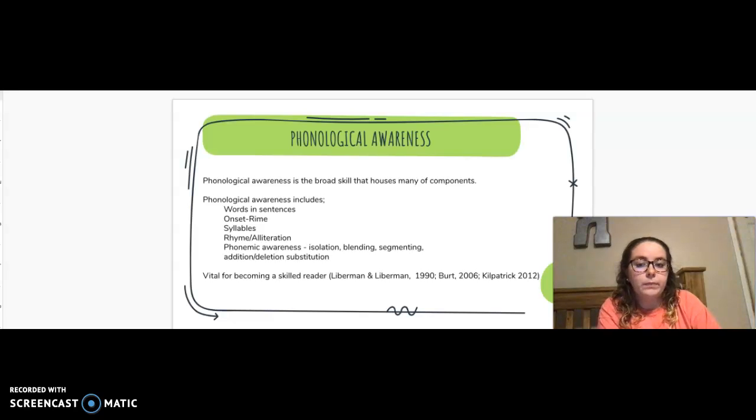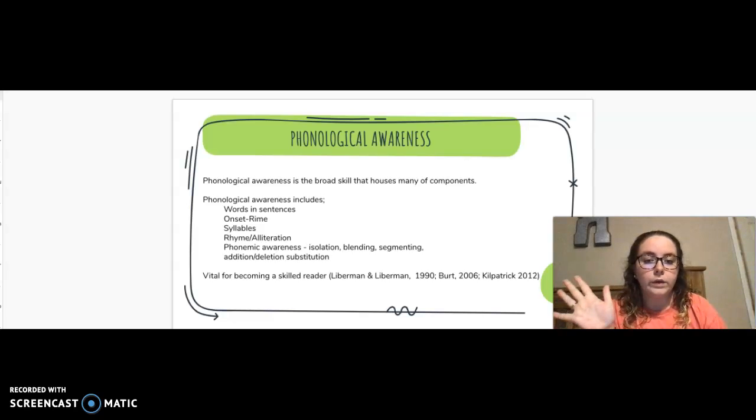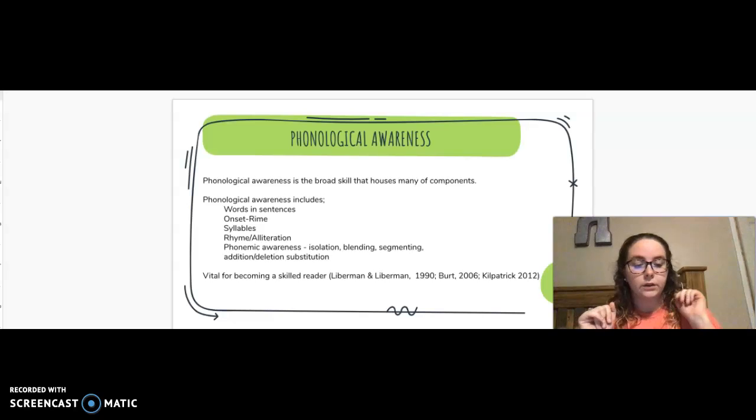So it's basically an umbrella term. You have your big umbrella that includes phonological awareness, and it's broken into, on the left side, words in a sentence, onset rhyme, syllables, rhyme, alliteration. And on your right side, it has phonemic awareness: isolation, blending, segmenting, addition, substitution, deletion. And it is crucial in order for students to learn how to read.